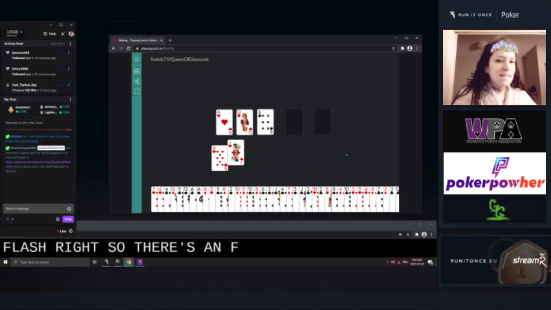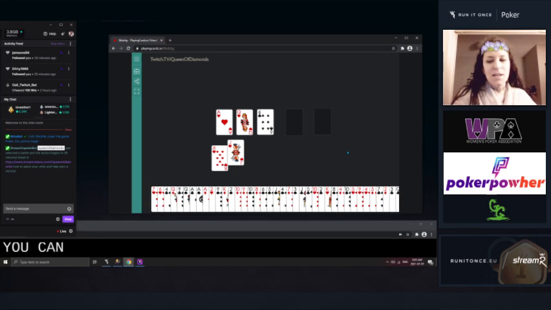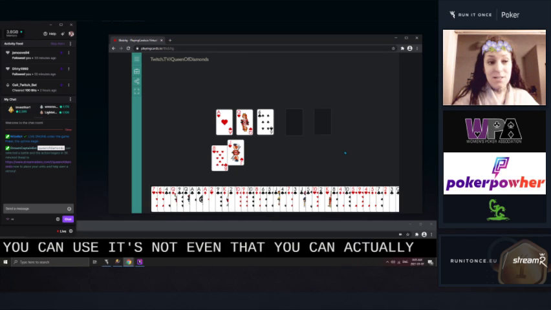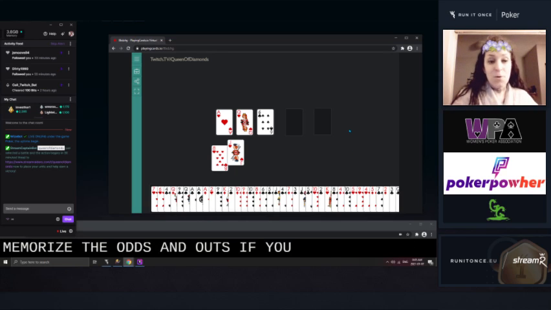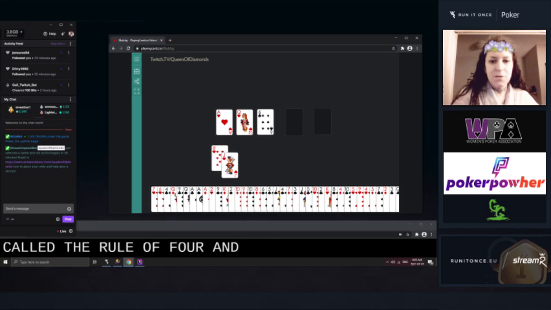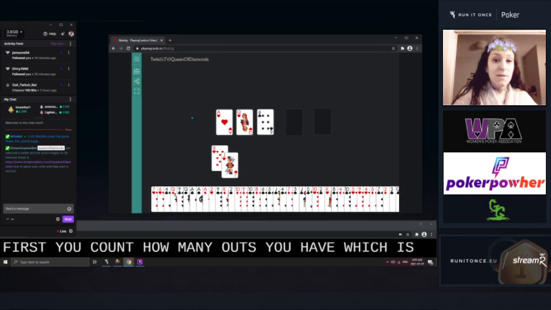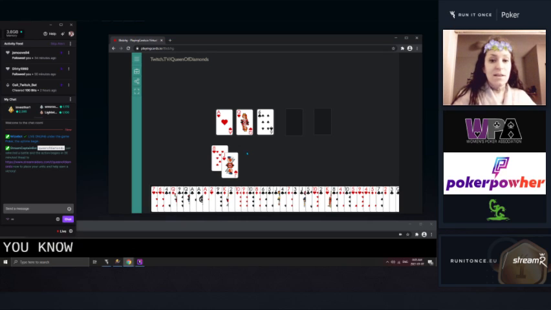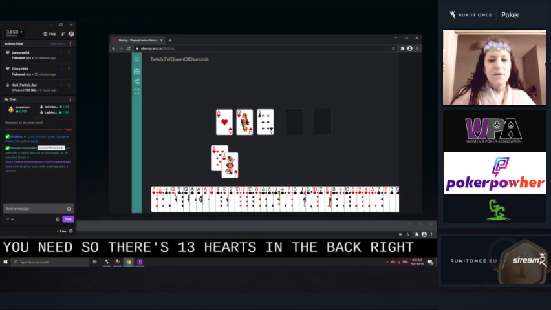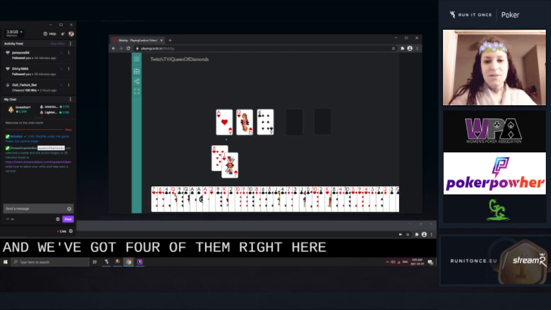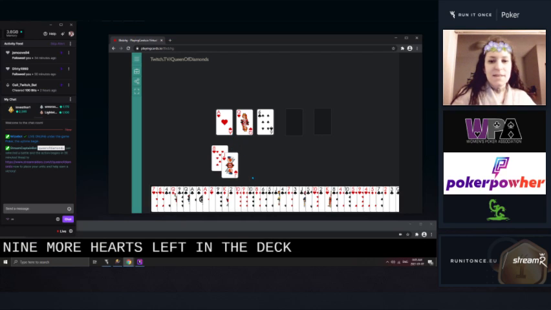So there's a nifty little math trick you can use. It's not exact. You can actually memorize the odds and outs in a chart form, which is actually what I did, but this is something that helps a lot of beginners, which is called the rule of 4 and 2. So first you count how many outs you have, which is how many of the cards are still in the deck that you need. So there's 13 hearts in the deck, right? And we've got 4 of them right here. So you've got 9 more hearts left in the deck.